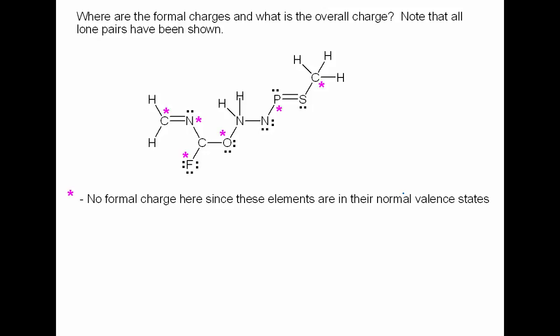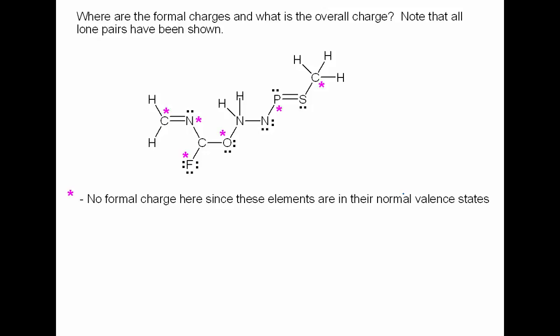Okay, so let's look at this problem here. Where are the formal charges and what is the overall charge? And note that in this case I have shown every one of the lone pairs. Okay, in magenta here I have outlined all of the elements that don't have formal charges.